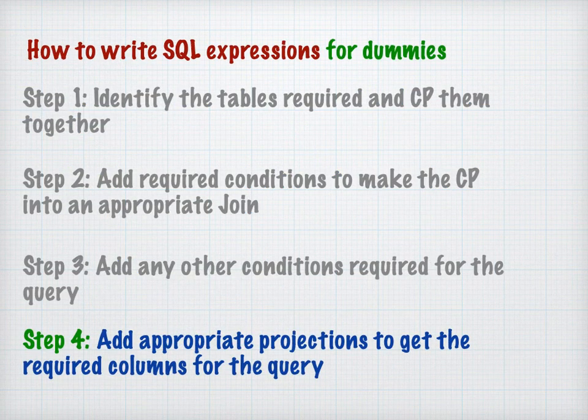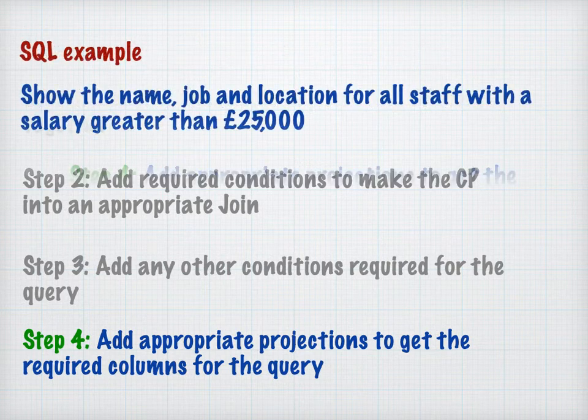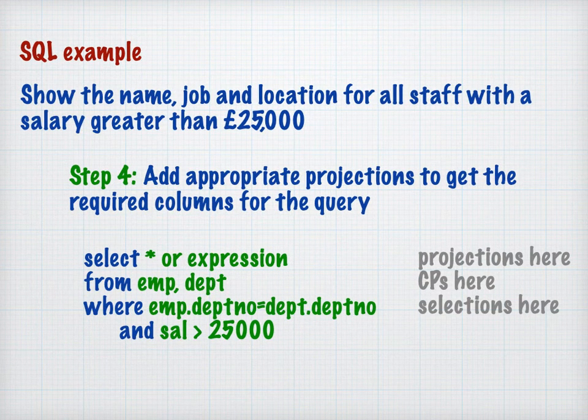Final step, add appropriate projections to get the columns that we're interested in. Again, if we go back to the query, we know that we're looking for name, job and location, and we're going to put those on that top line. Of course, it's important to get the actual formal column names correct. That's ename, job and location.